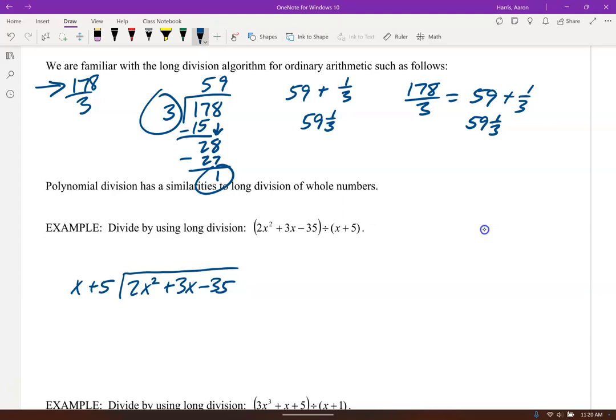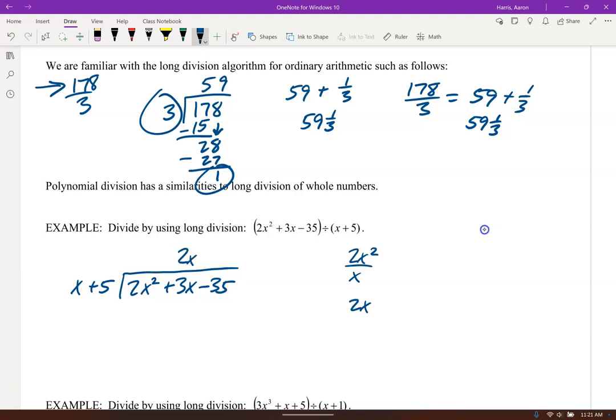And what I'm trying to do is match that first term. I'm trying to match 2x squared. So I'm thinking to myself, what times x gives me 2x squared? And if you're not sure what that number is, then just take the 2x squared and divide it by the x, and it tells you it's 2x. So it's 2x.